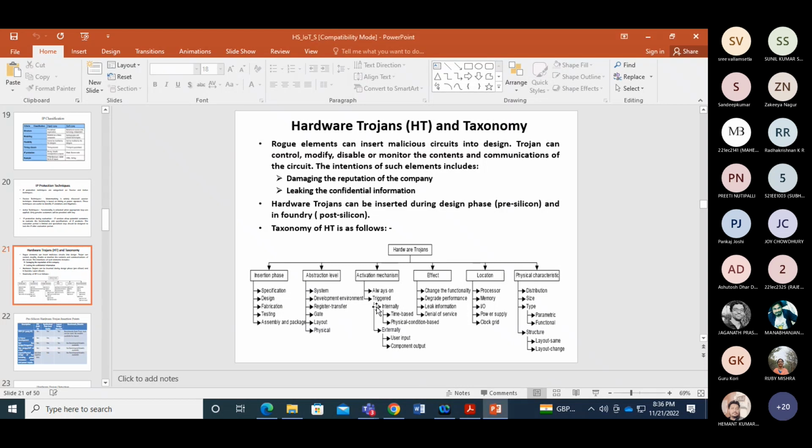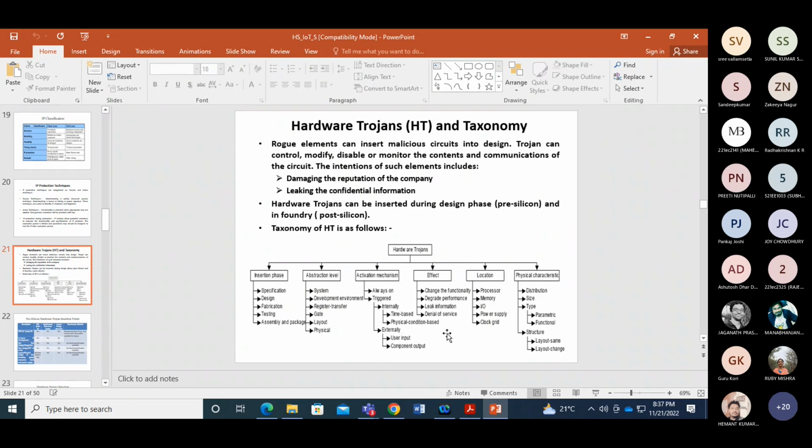And the abstraction level: if you look at an IC design, starting from system to RTL, to gate, to layout, to physical, at all levels we can insert this. And the activation mechanism: activation can be always on or it can be triggered. Most of the time they play with the triggered one, so that the whole thing can bring a bad name to your company. Internally it can be time based, like the time bomb I mentioned, or physical condition based.